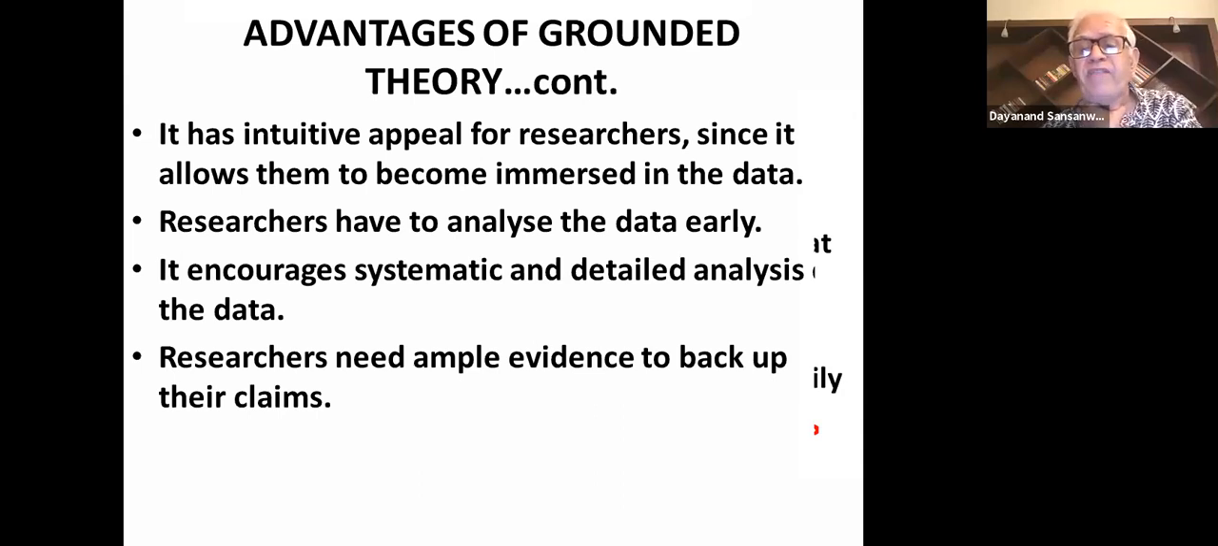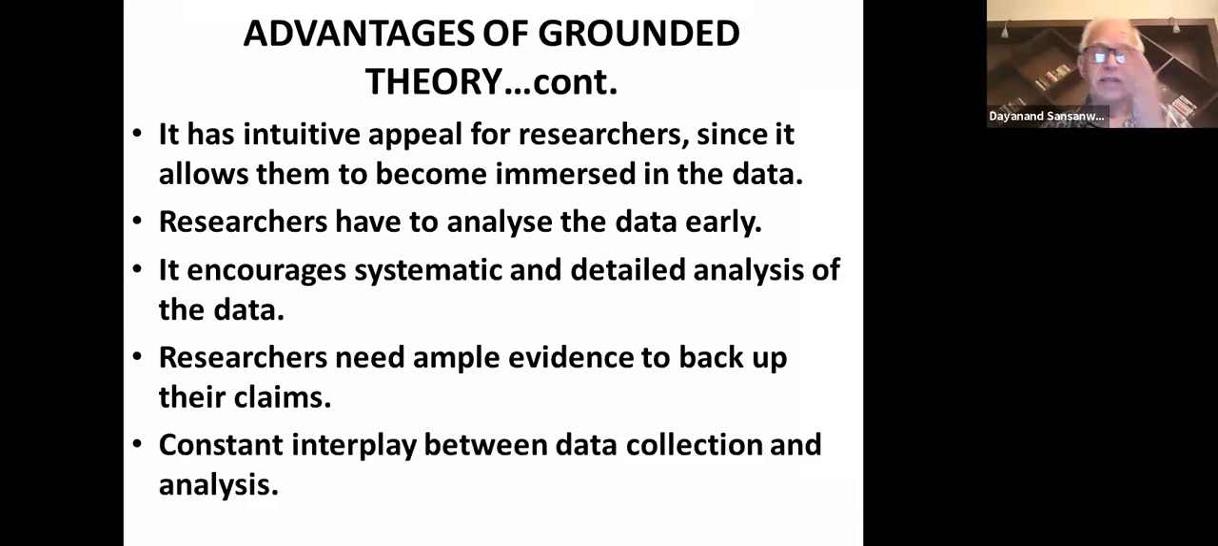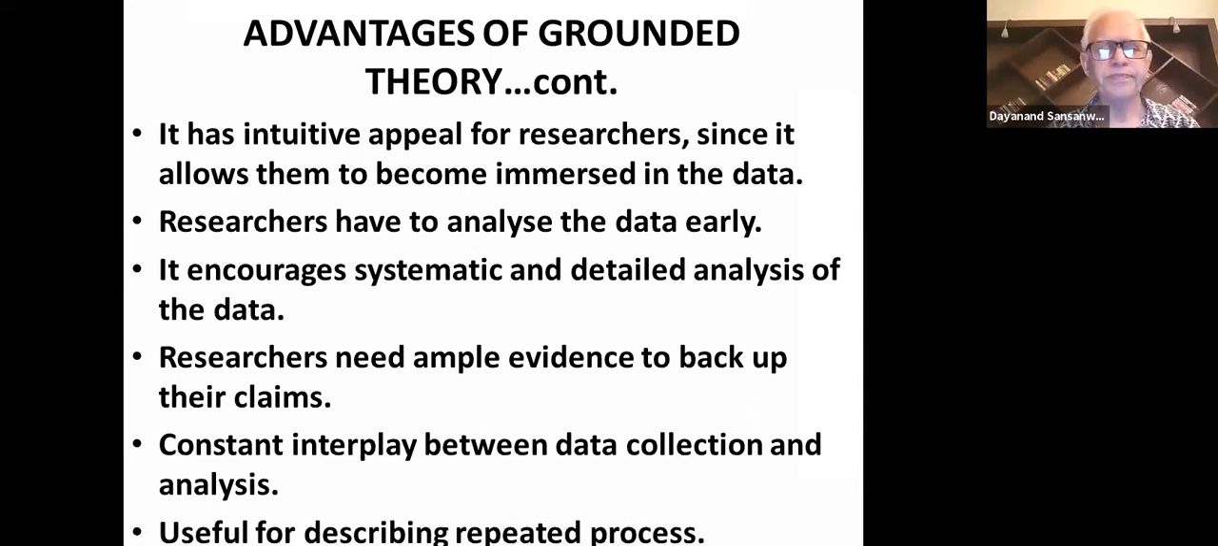Researchers need ample evidence to back up their claims. You should have a lot of data, a lot of information, to say something. If you're saying the participant was active, then you should have some data, some information to say, see, this information reveals that the participant was active. And if you do not have it, then of course it's not possible. Then of course you can keep on moving from data collection to data analysis. So simultaneously you have to do it. Useful for describing the repeated process.